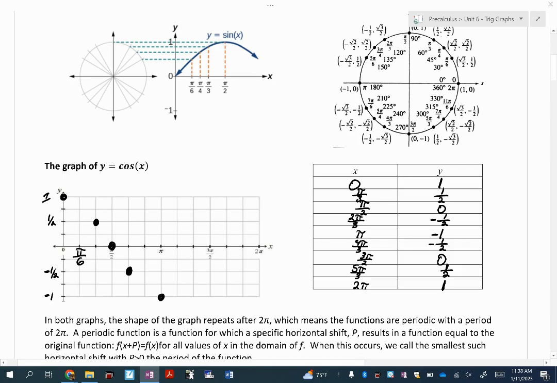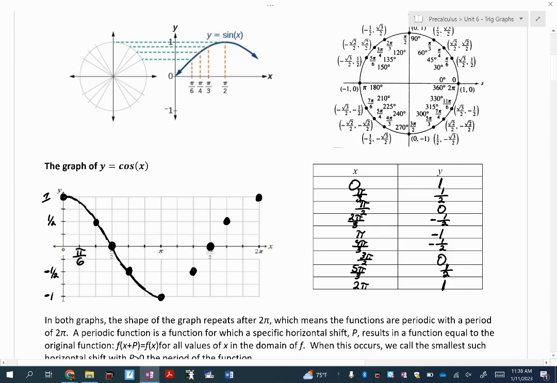Then we have the one that's closest to the 3 pi over 2. Then 3 pi over 2 is 0. And then 5 pi over 3 is 1/2. Finished with cosine of 2 pi is 1. So this is what it looks like.